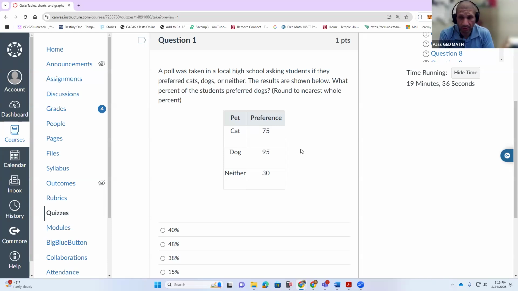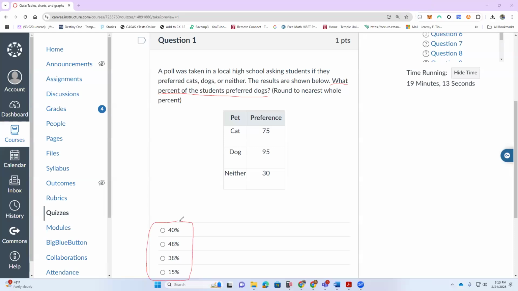How would you do that? It's 95%. It says dog 95. But is that 95%? It said prefer. So what percent of the students prefer dogs? You got four choices here. Okay, I understand.